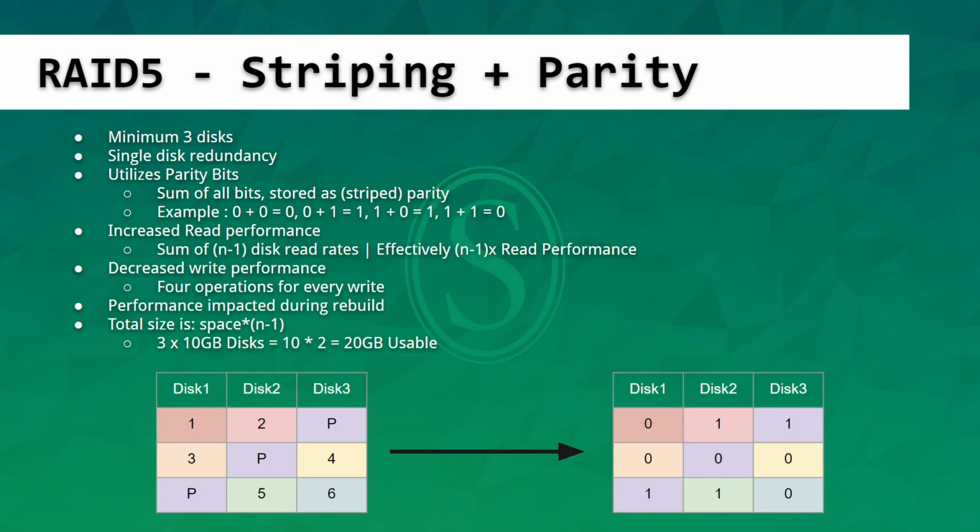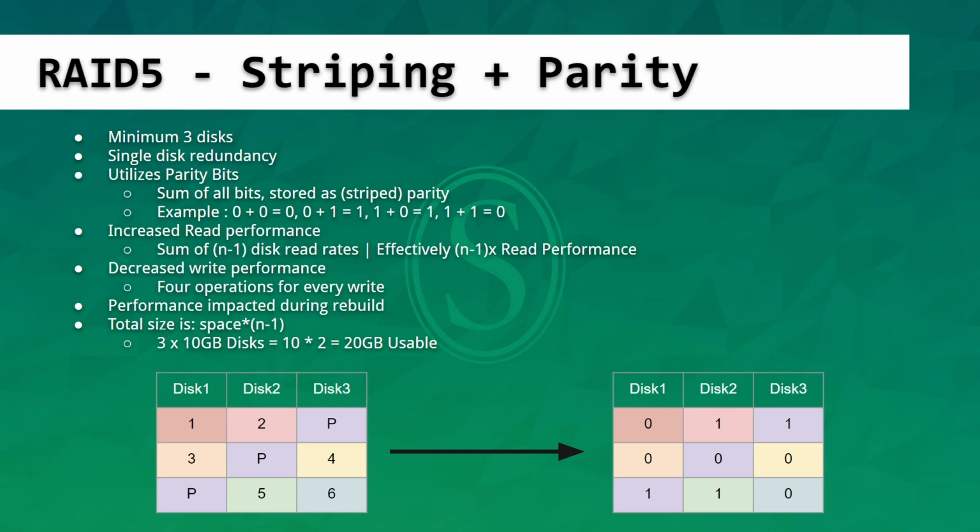The way it does this is it spreads these parity bits across all of the drives. A parity bit in this case is just a sum of all the bits. So binary math, right? 0 and 0 is 0, 0 and 1 is 1, 1 plus 0 is 1, 1 plus 1 is 10, but we only take the ones place, so it's 0.